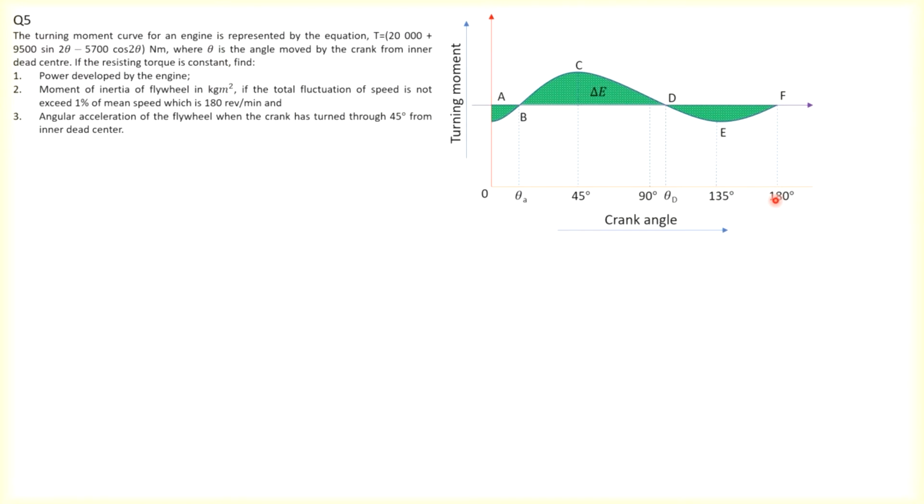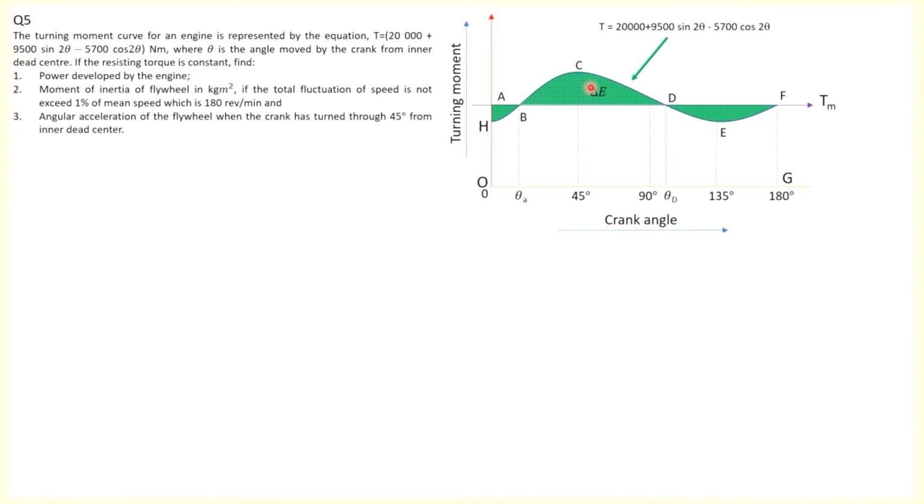So this would be the crank effort diagram. This is an initial sketch, in which you have a curve of H, B, C, D, E, and F. This is just a sketch of a curve which follows the path of 20,000 plus 9,500 sine 2 theta minus 5,700 cos 2 theta.